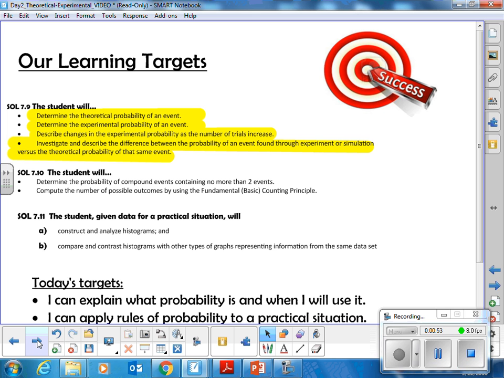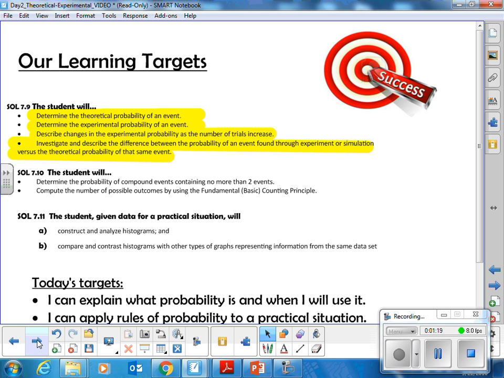So our learning targets are to determine a theoretical probability of an event based on what we know about the object that we're doing, and determine the experimental probability of an event based on data that's given to us. We are actually going to be doing experiments in class, so we'll tie right into that. Describe changes in the experimental probability as the number of trials increase.